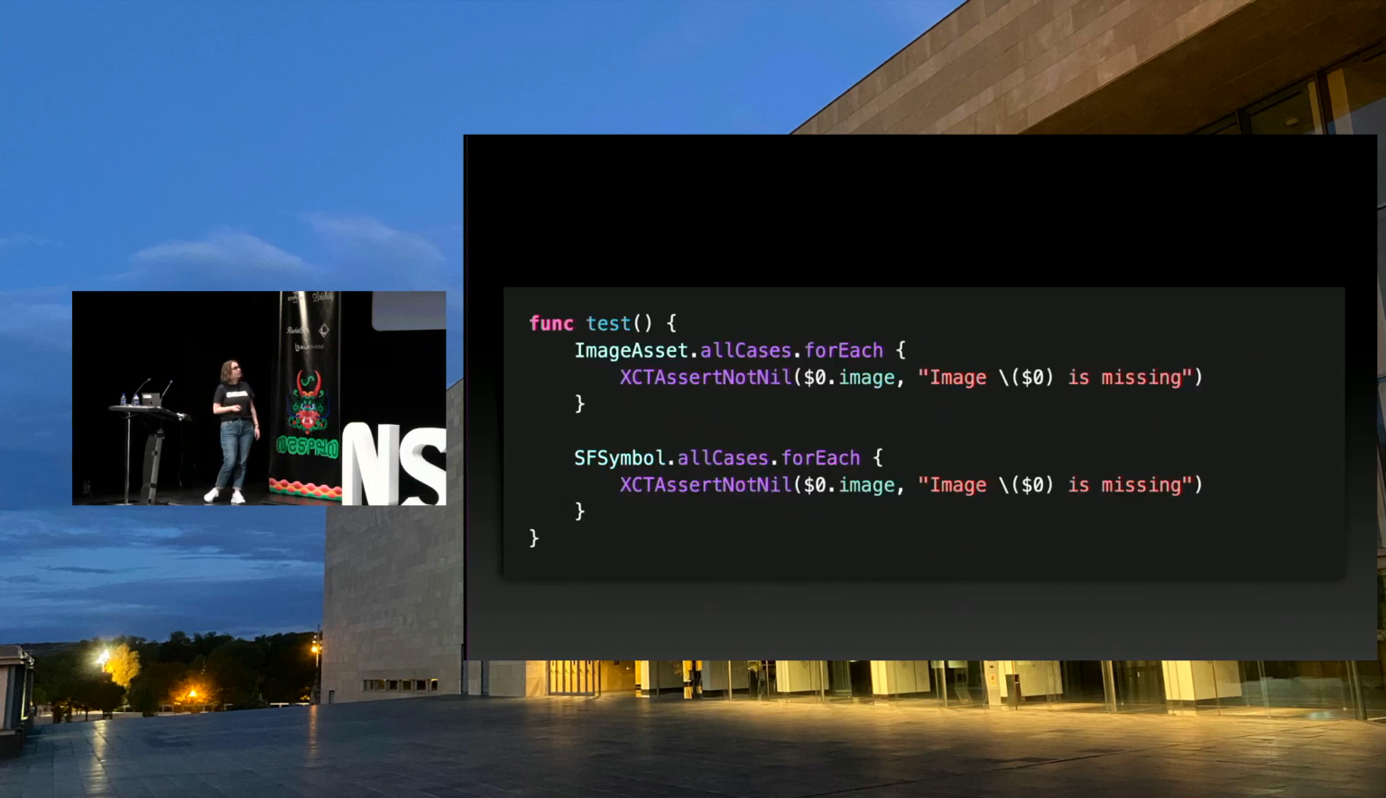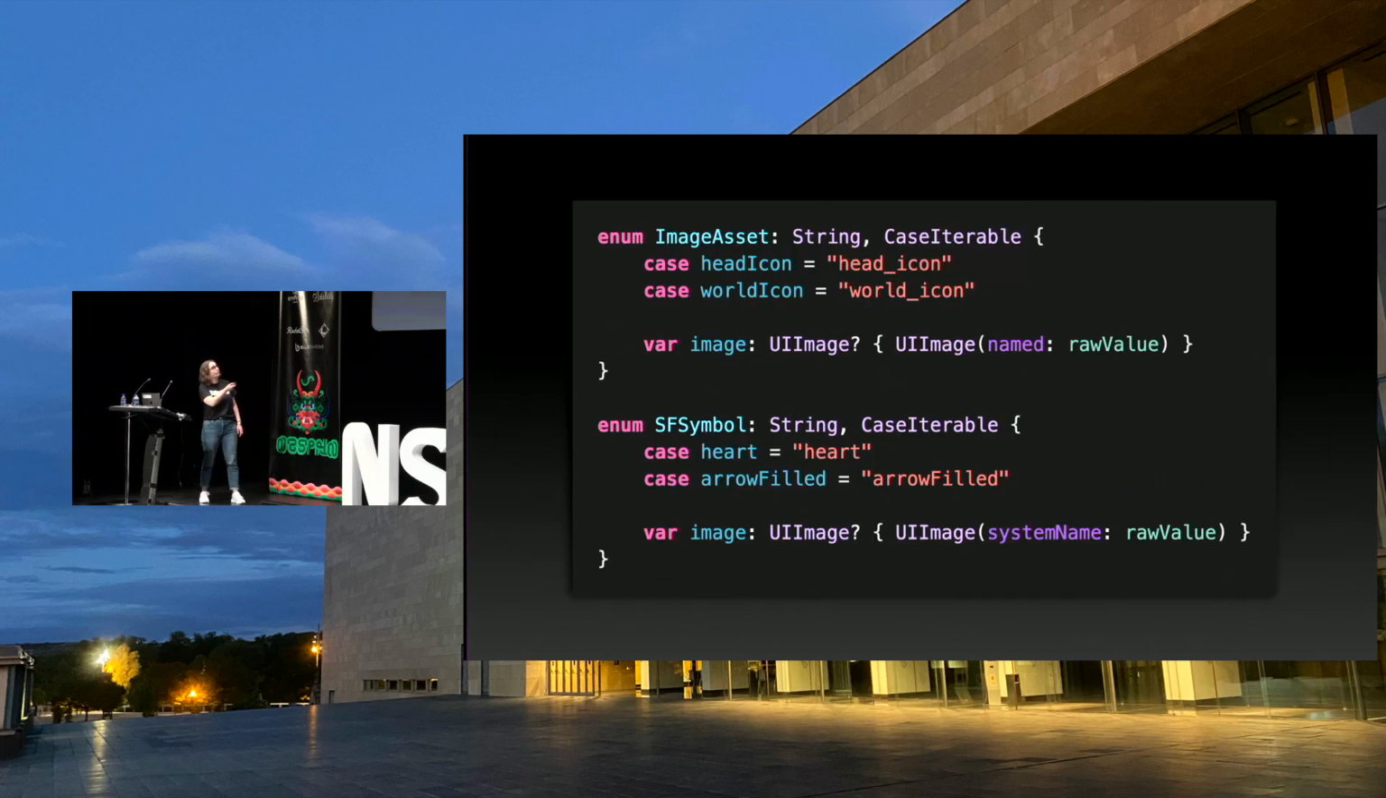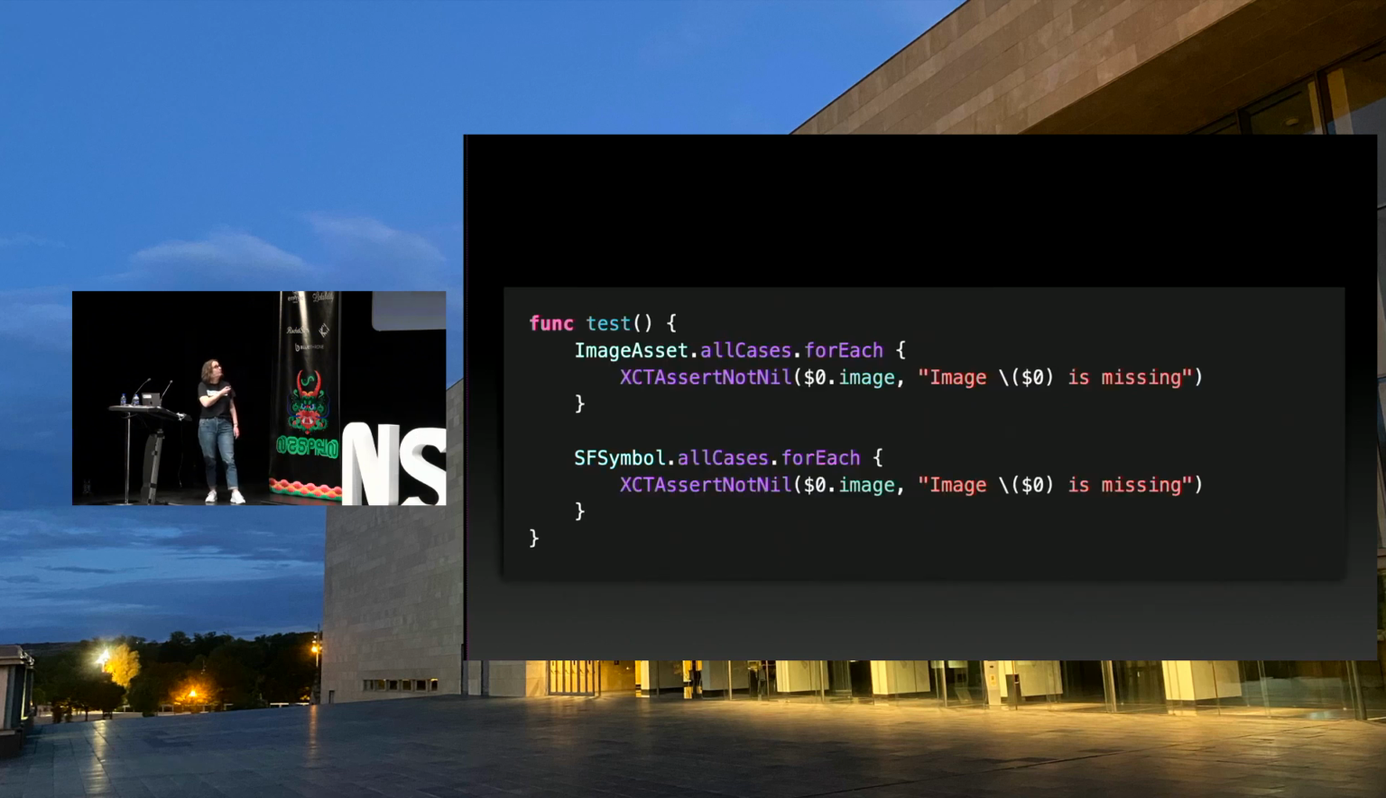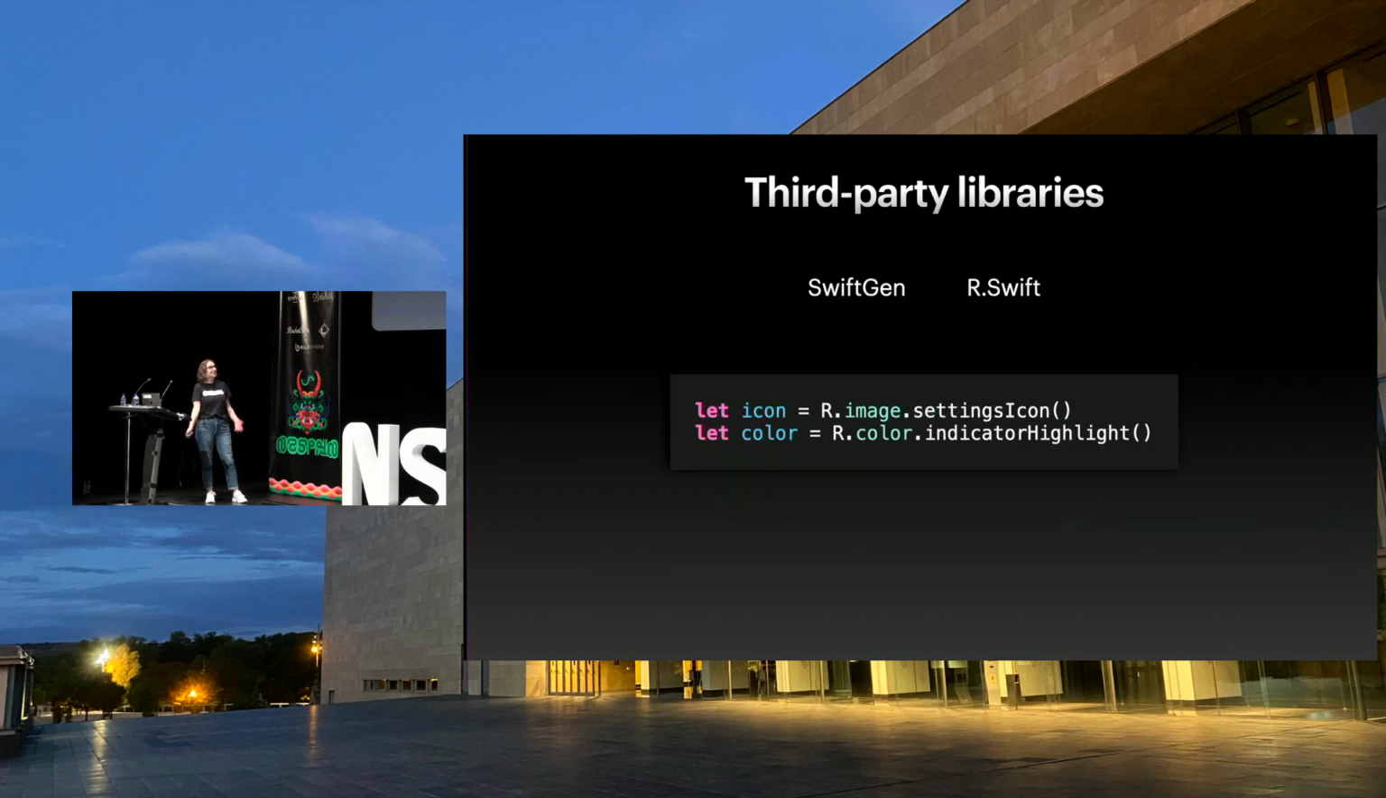And another benefit to that is that if we conform this little enum to CaseIterable, then we can iterate in the unit tests over all cases, which is provided by the compiler. So we are not forgetting to test any of the cases. And we just verify that the image is missing, or localization is missing, or the font is missing, or hopefully not missing. And there are third-party tools that do this.